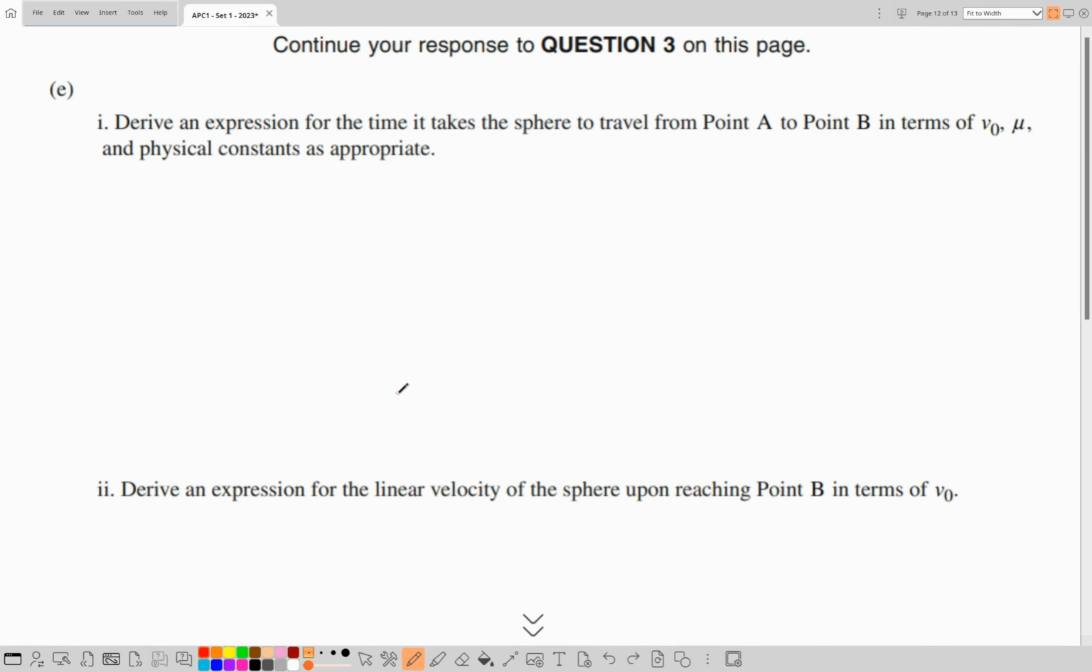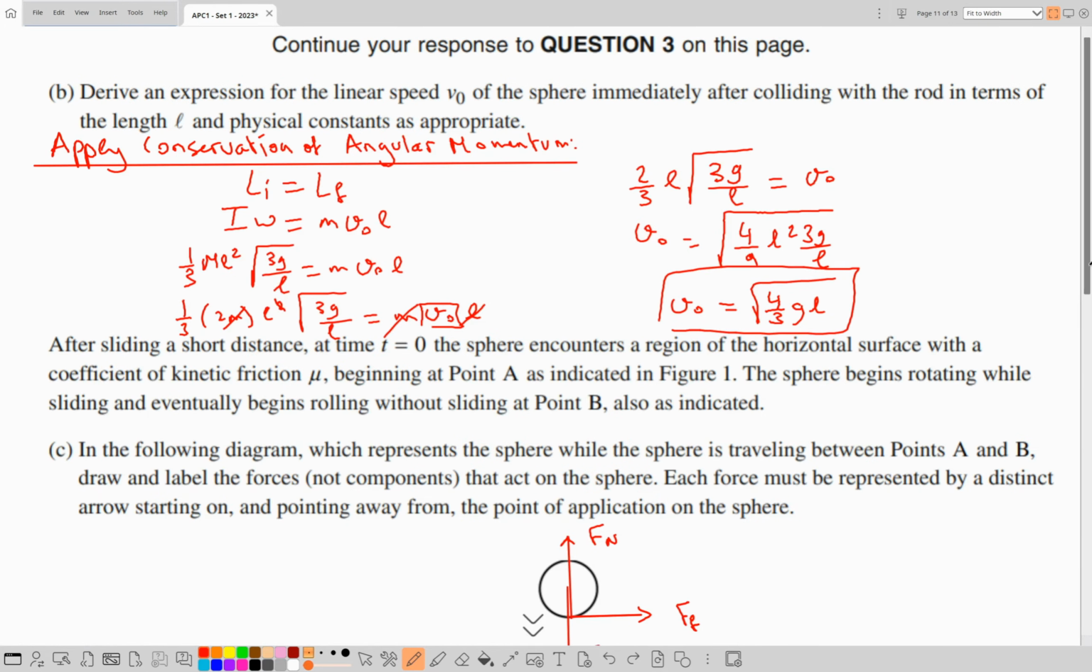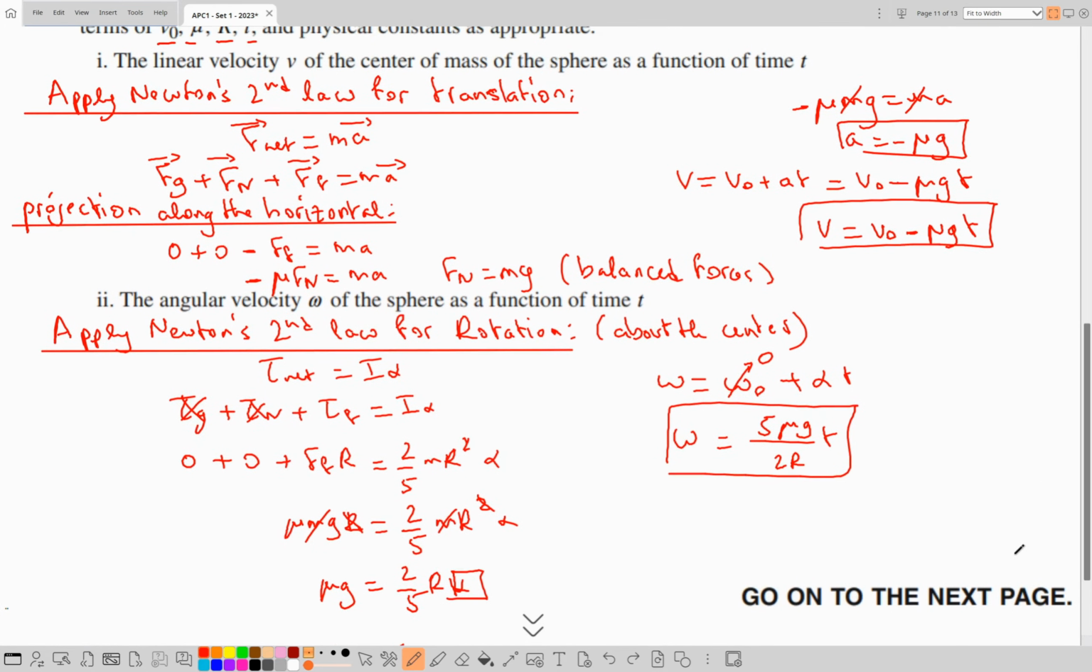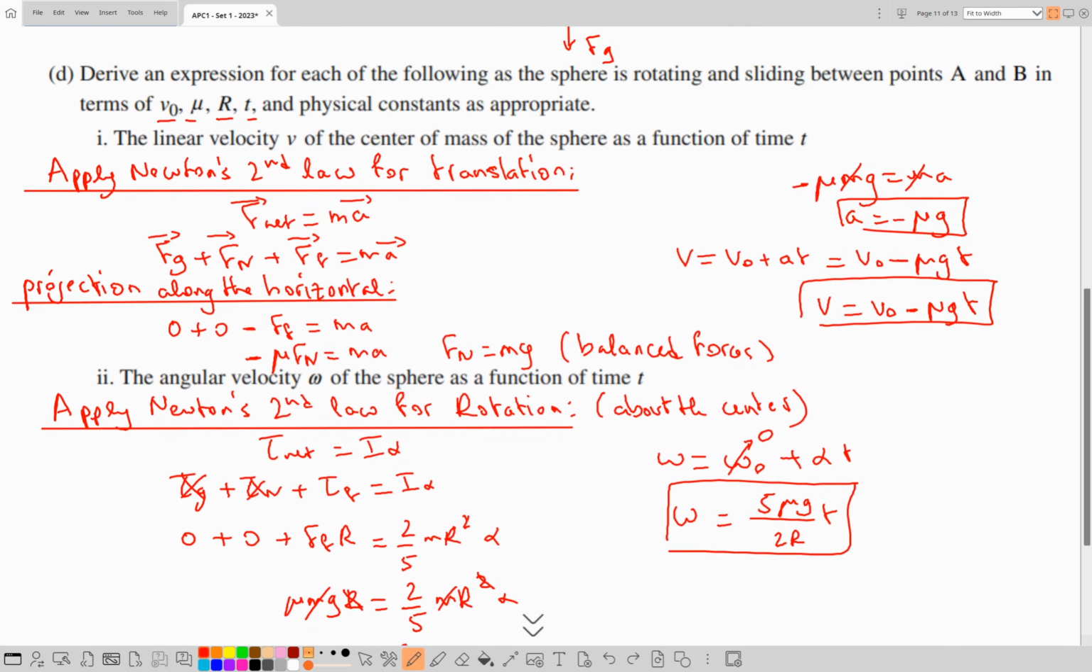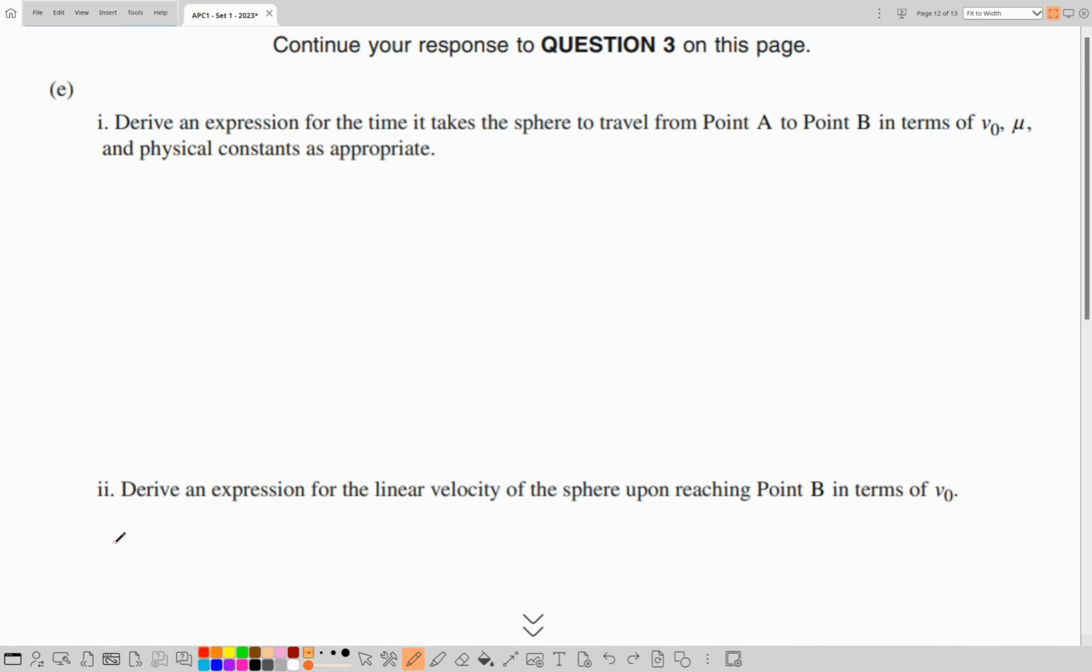Now in part E, idea 1, derive an expression for the time it takes the sphere to travel from point A to point B in terms of v0, mu, and physical constants as appropriate. So we need to find an equation that we can solve in order to find the time.